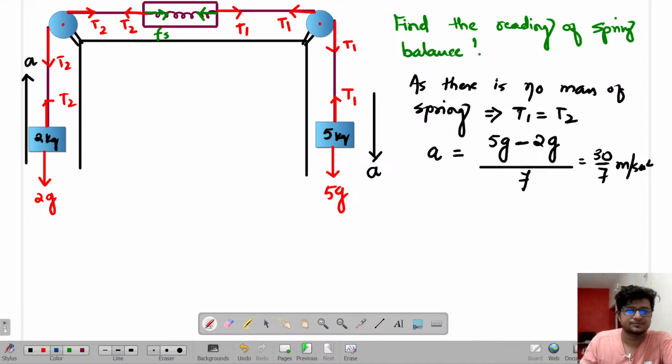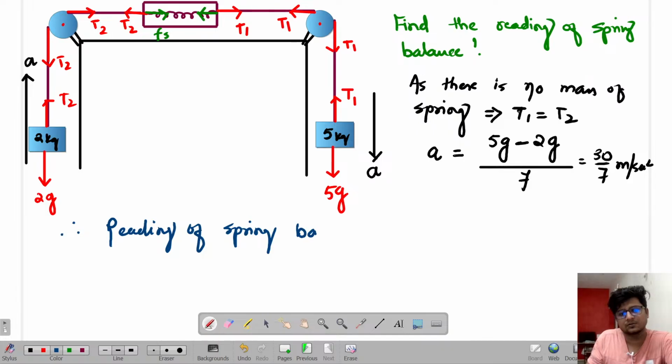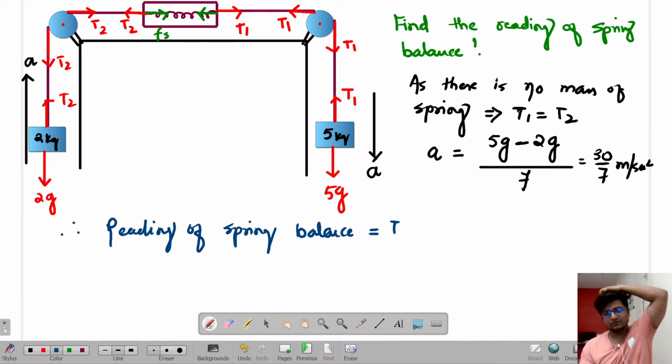So look over here, I got the acceleration. Basically, this spring force in equilibrium state is equal to either of the tensions, T1 or T2. But T1 and T2 are the same, so it will just change to T over here. So therefore, I can say the reading of the spring balance over here is simply equal to tension T. Means if there is no mass of the spring, then you have to assume that whatever tension is there is my spring balance reading. Are you able to get me or not?